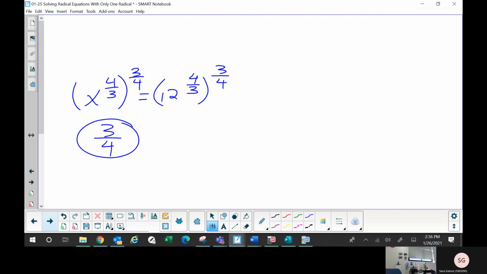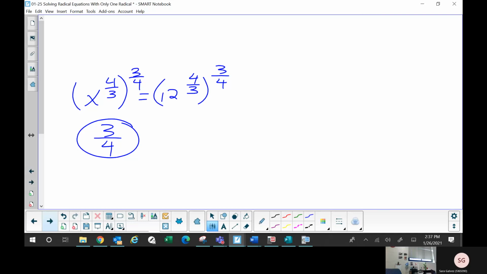Question 3, read carefully. It says, what is the first step in solving the equation below? Add 22. That was the answer. Add 22 to both sides of the equation. On question 4, you should have gotten x equals 49.